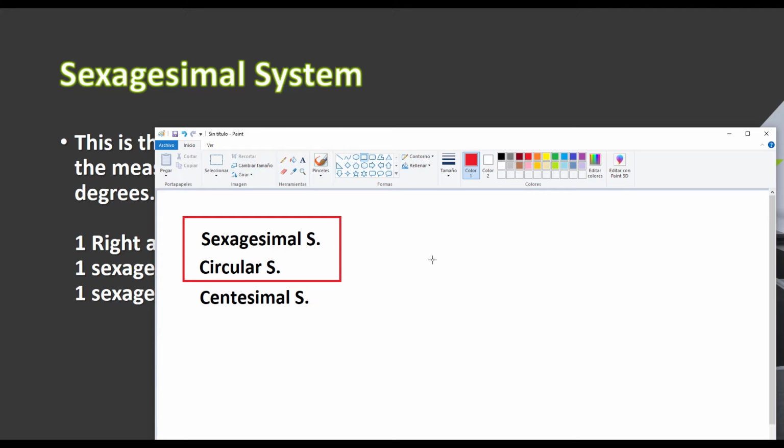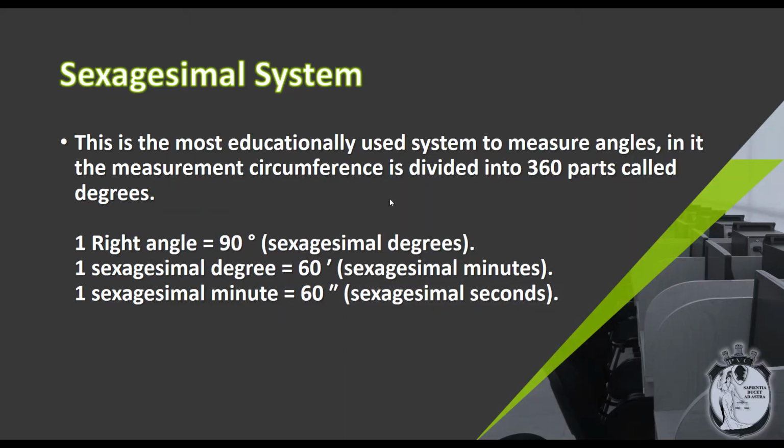So for our everyday situations, we use one of them. The system that we use is the sexagesimal system. This is the reason: it's the most educational system. The circumference is divided into 360 parts called degrees.